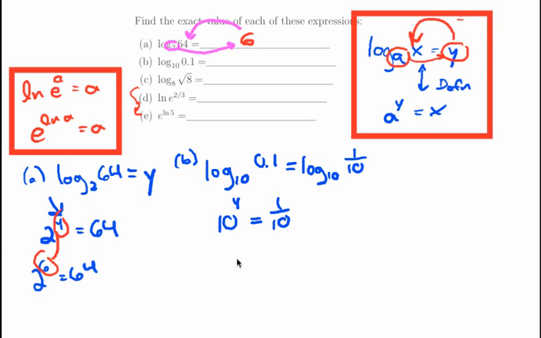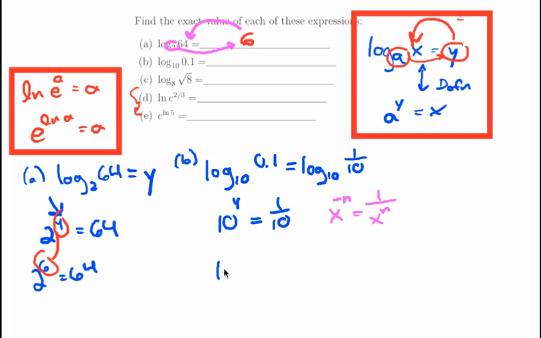Well, thinking back to your exponent laws, you might remember, or hopefully you do remember, that if I take a number and raise it to a negative nth power, that's the same thing as 1 over x to the nth. Negative exponents create fractions, and that's exactly what I have here. In fact, I have 10 to some power equals 1/10. So 10 to the what power equals a tenth?